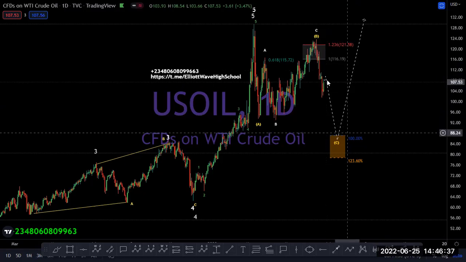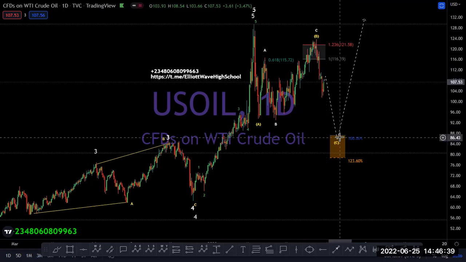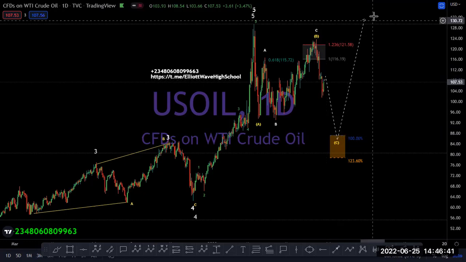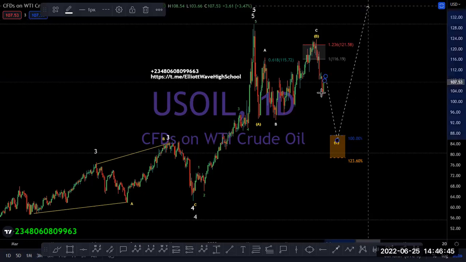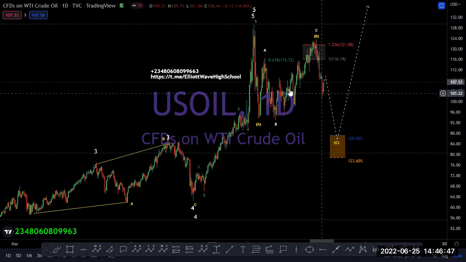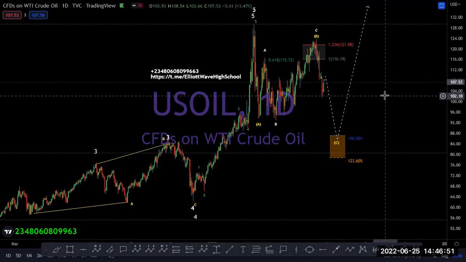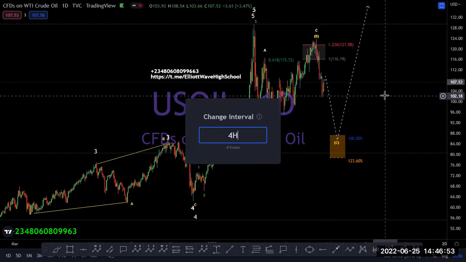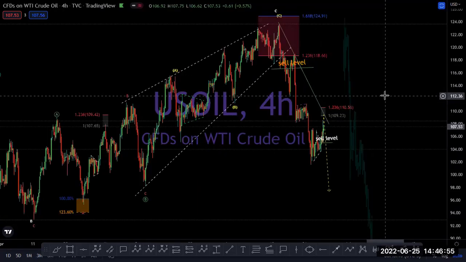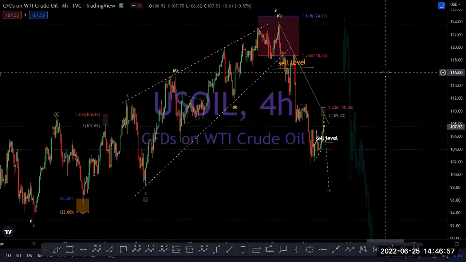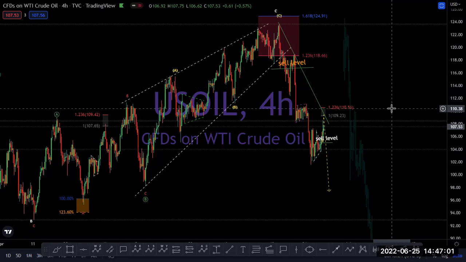Oil might get to this level and continue going up very, very fast. Or it may form a kind of running flat, ABs, and keep going up. So be careful if you're selling oil. If you're selling oil, don't sell with your standard lot size. But if you are buying, there's no fear in buying.